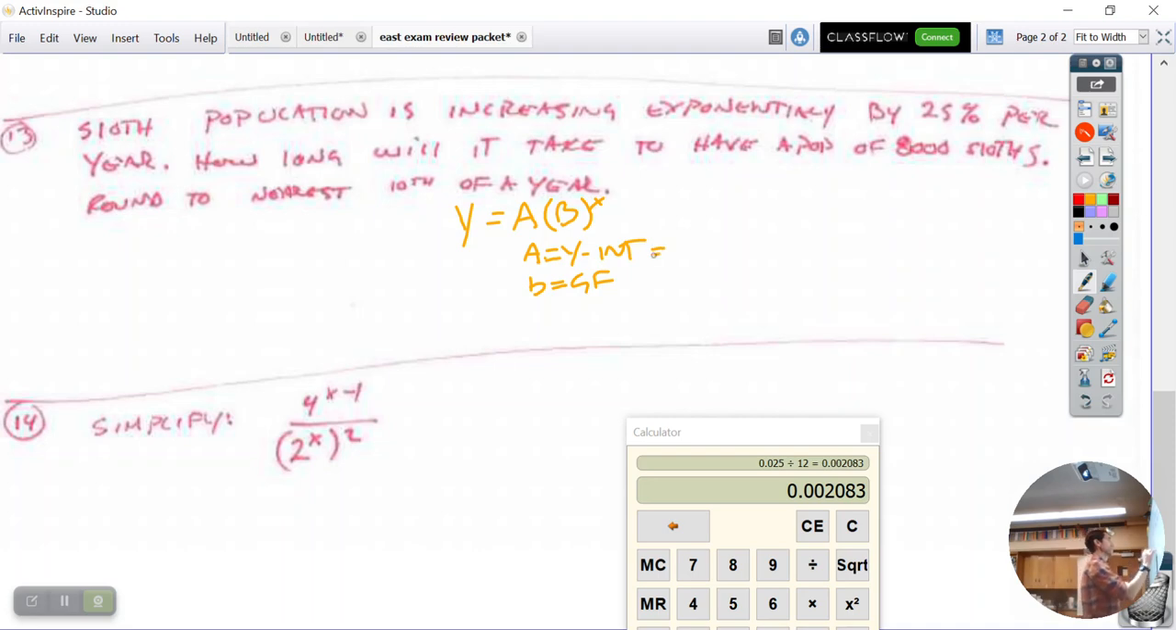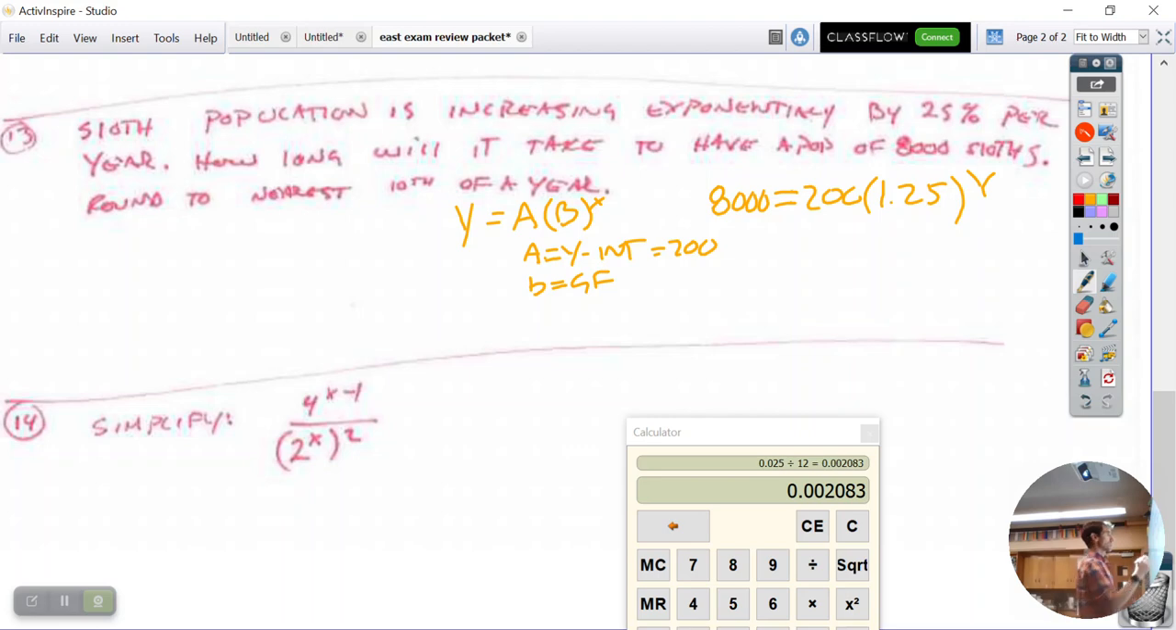So we have y is equal to 200 times my growth factor, 1.25. Now that is growing really, really fast, folks. And that's to the power of x, because we don't know how many years. So instead of writing x, I'm going to put y for years. In this case, I want to know when the population gets to 8,000. So instead of y, I'm going to write 8,000.